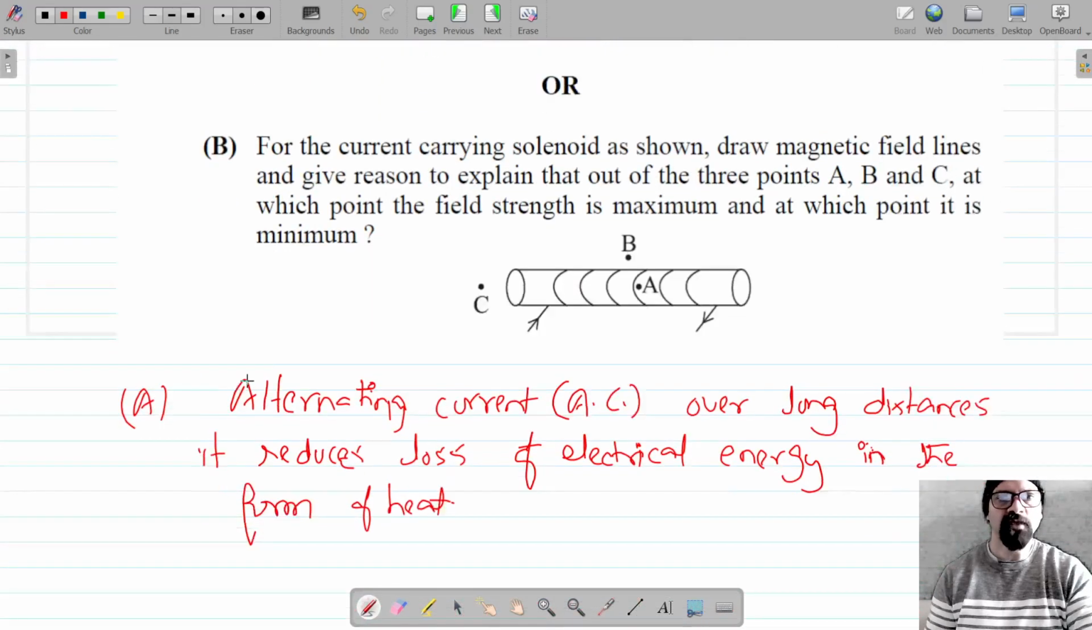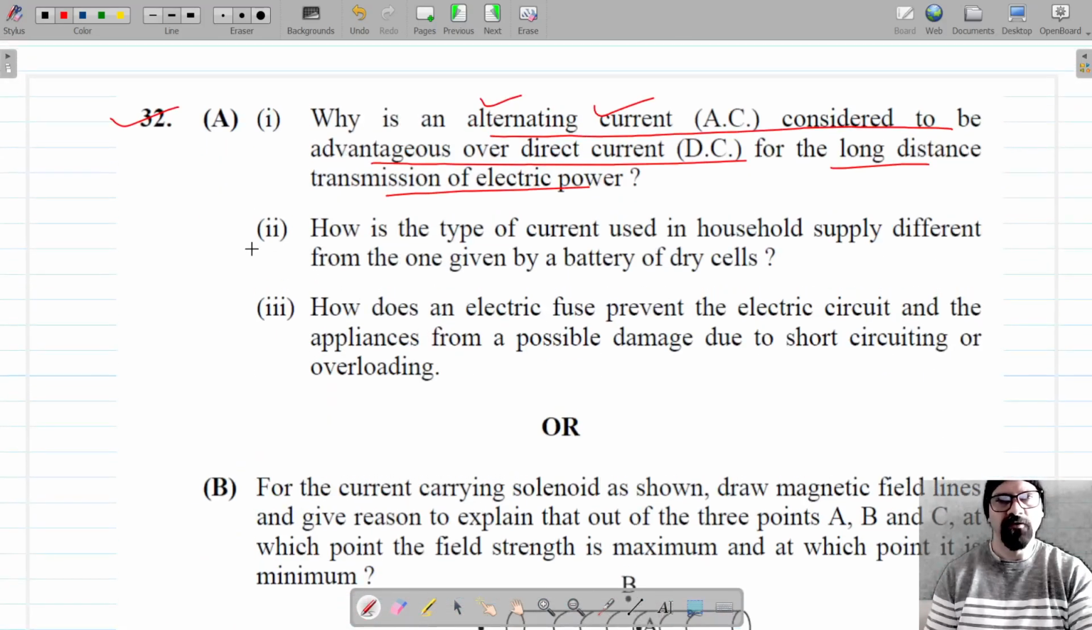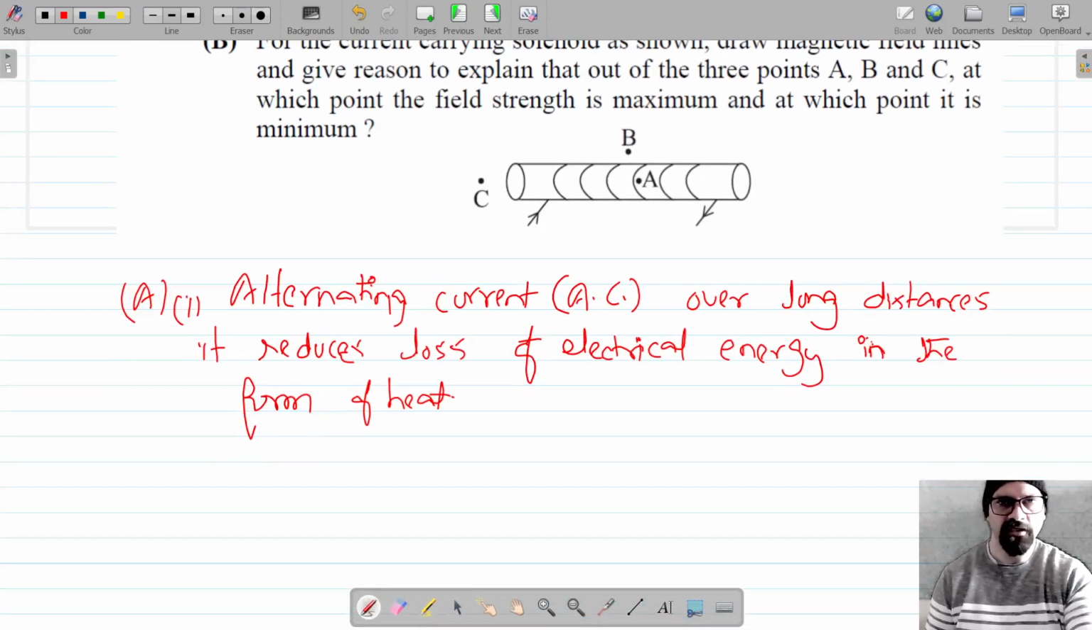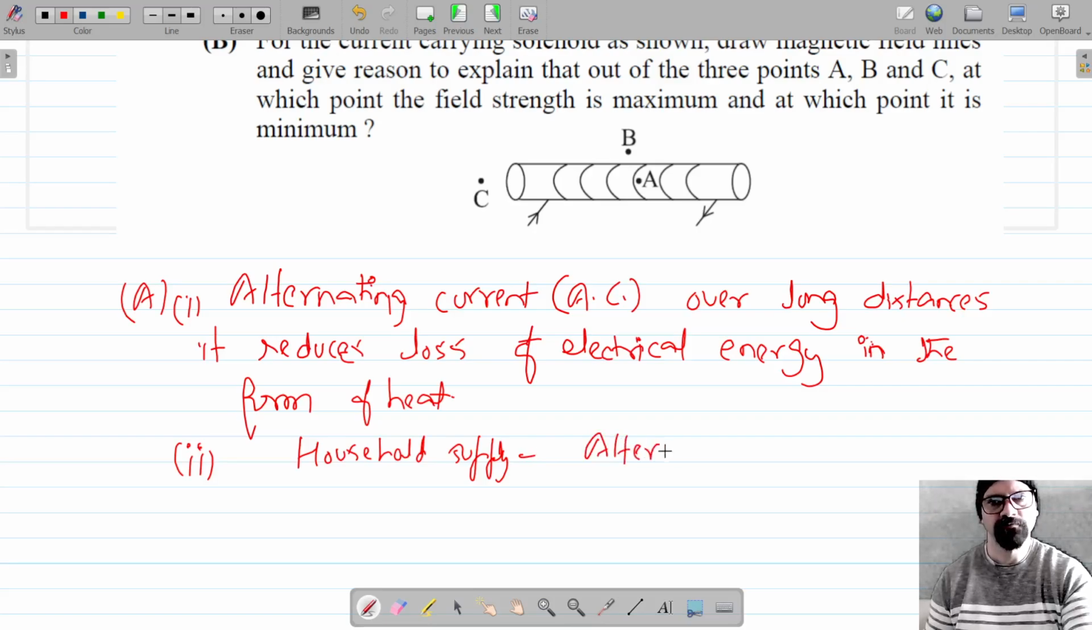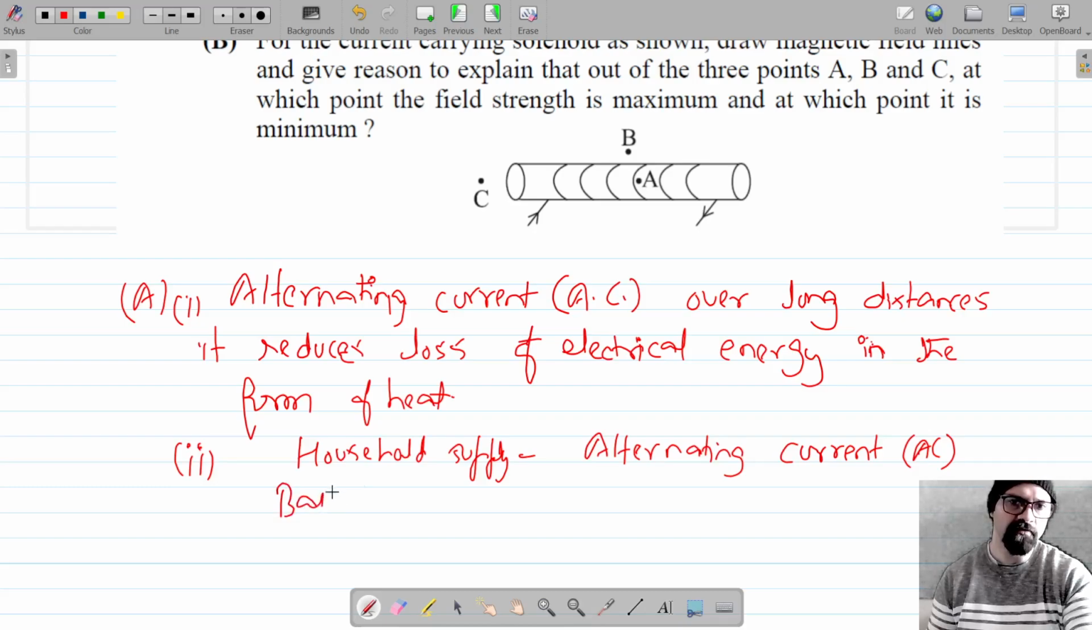Now this was the first one. For the second one: how is the type of current used in household supply different from the one given by a battery of dry cells? Household supply is AC and a battery of dry cells gives DC. So the household supply is alternating current, and a battery of dry cells gives direct current. That's the difference.